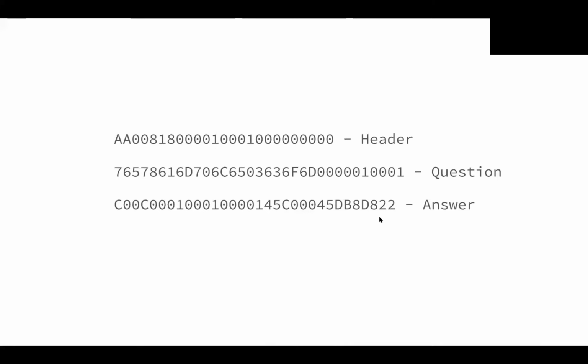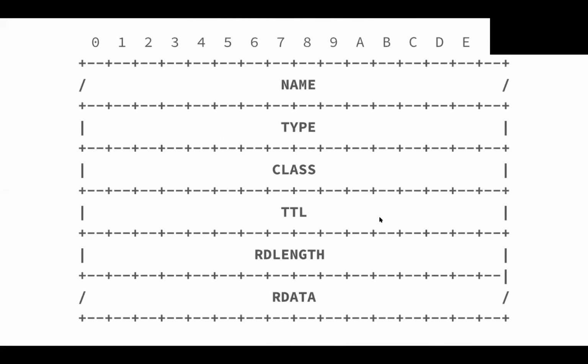To decode the answer, it has this format. The only thing we care about here is the R data section. The R data section comes out as these 4 hex bytes, and if we convert that to decimal integers, it gives us our IP address.